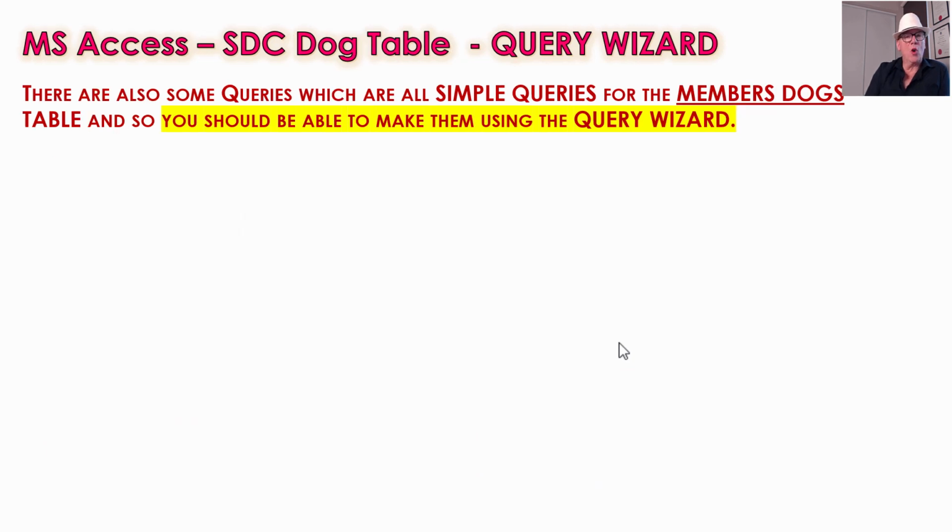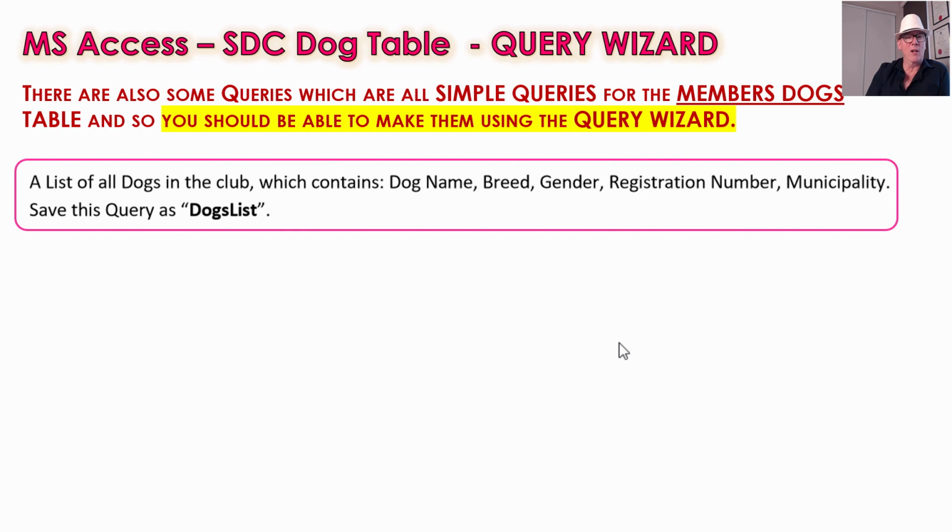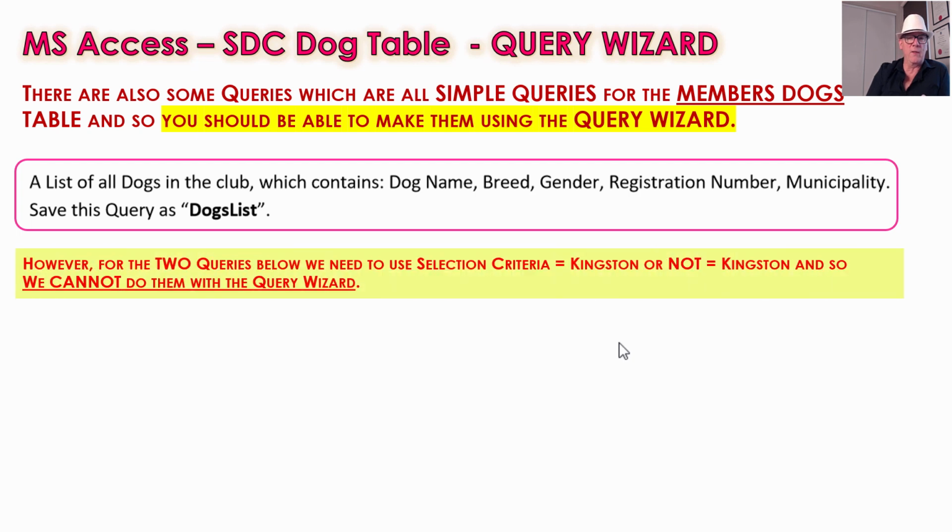Okay, welcome back. There's also some queries which are simple queries for the member's dog, and so you should be able to make this one as well using the query wizard. So you just want a list of all dogs in the club that has dog name, breed, gender, registration number, and municipality, and save that as dogs list. However, for this one, use the query wizard, but you'll be using the dogs table, okay, not the members table. So it'll be members dogs as the table when you pick your table when you start up the wizard.